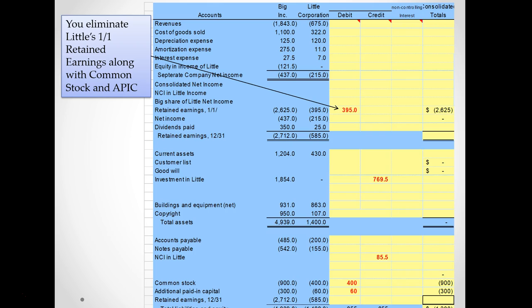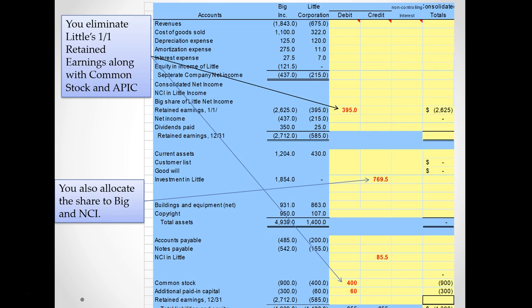Here's the amount. We're zeroing out retained earnings. Remember, it's always beginning retained earnings, not ending. We're going to zero out beginning retained earnings, the common stock, and the additional paid-in capital of the sub. And then we're going to allocate it between the parent investment account and the non-controlling interest.